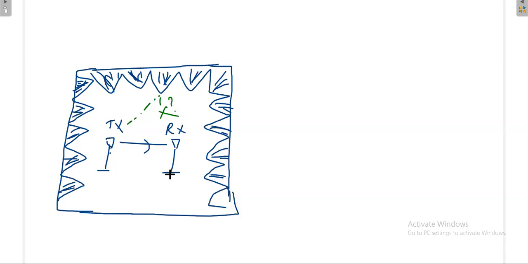That means what? Free space. What is our aim? When we do the experiment, we should not get any reflected signal. Once you are not getting any reflected signal, then that environment is something similar to free space. That is the idea of the anechoic chamber.